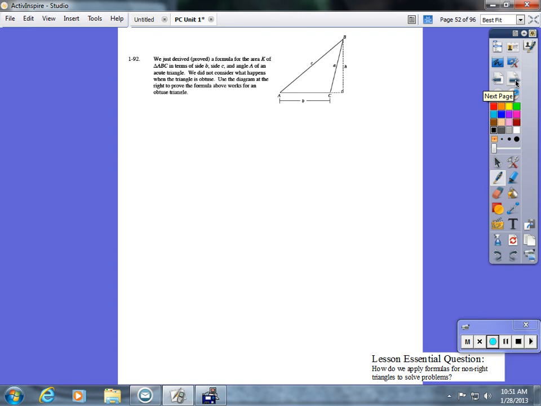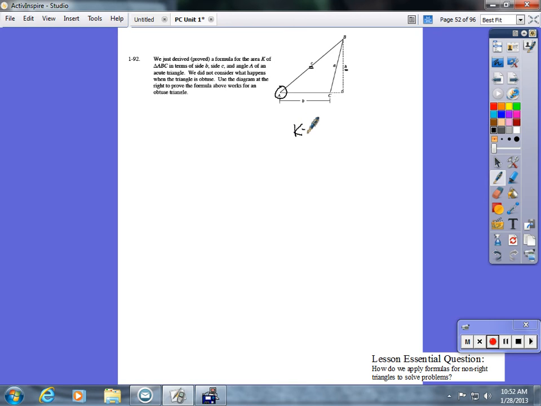We just arrived at, which means proved, a formula for the area of triangle ABC in terms of sides b, c, and angle A of an acute triangle. We did not consider what happens when the triangle is obtuse. Use the diagram at the right to prove the formula above works for the obtuse triangle. So all these ideas are still the same. The sine of that angle is still going to be the opposite side of the right triangle over the hypotenuse. So everything still applies. You can still use this formula for an obtuse triangle the same way we did the proof in problem number 90 for the acute triangle. So there's no work necessary for this problem.